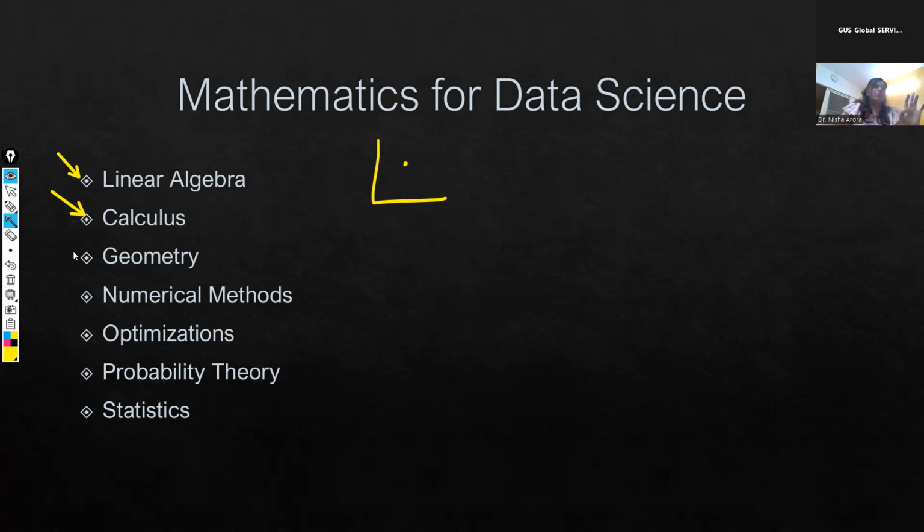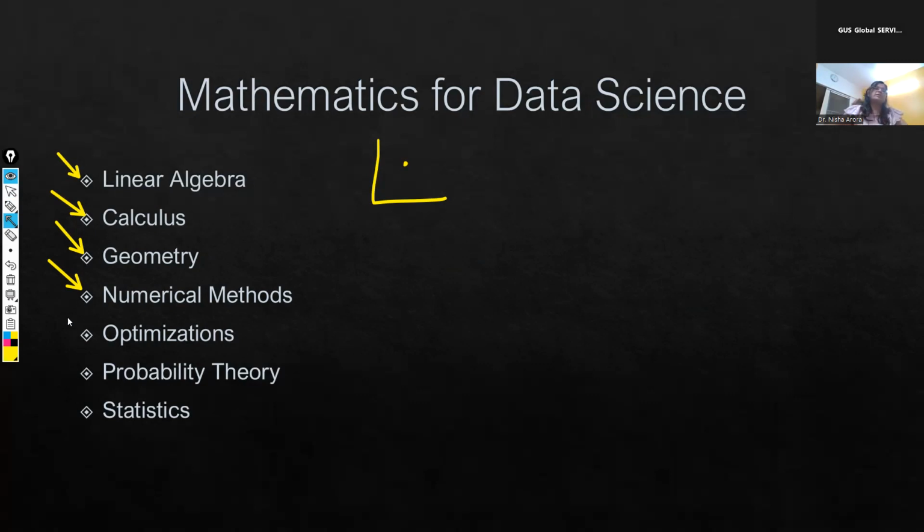And these days we have Google. If you forget anything, a quick Google search will tell you the formula. Geometry: basic geometrical concepts, distance at least, the Cartesian system, polar system, distance, basics, right? Numerical methods, there can be many, but basically in numerical methods, you can see solving system of linear equations, right?